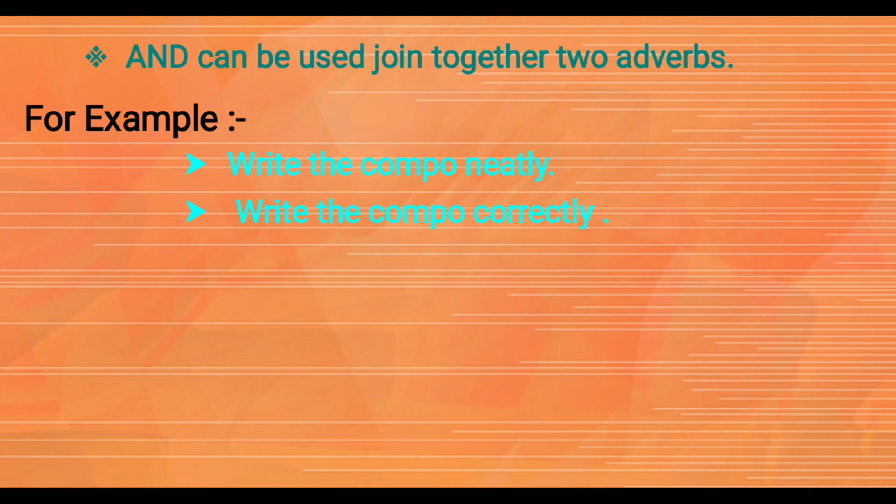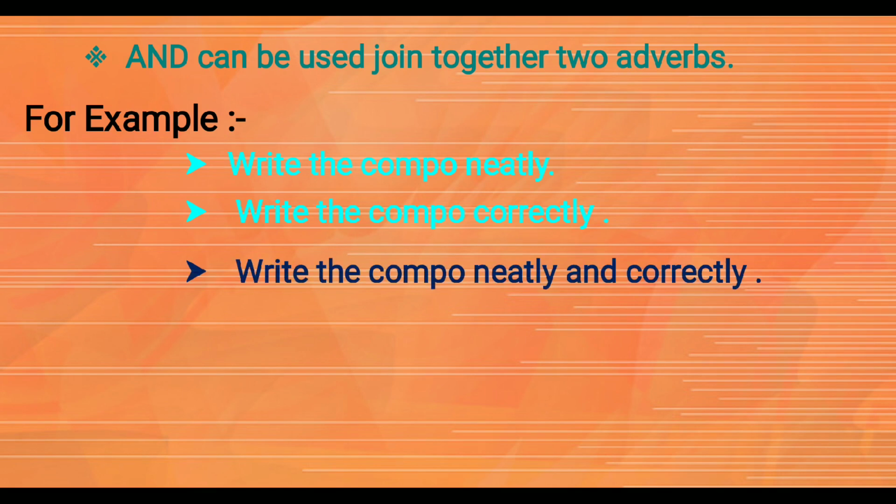So, the same pattern we can follow. And what is the pattern of "and"? We just pick out the common part of the sentence and then write the first adverb and then write the second adverb. So, first of all, what is the common part of these two sentences? Write the compo. So, first of all, we write the compo. Then the first adverb is neatly. Then we write "and". Then we write the second adverb. What is the second adverb? Correctly. So, what will be our answer? Write the compo neatly and correctly.